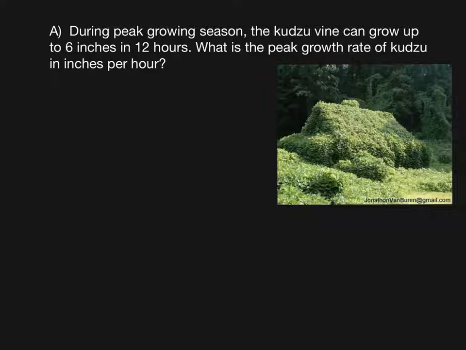During peak growing season, the kudzu vine can grow up to 6 inches in 12 hours. What is the peak growth rate of kudzu in inches per hour? And you see here, that vine can go really fast. That's a house under all that foliage there. So, if I want to know the rate of kudzu in inches per hour, this last sentence, we underline what we're looking for, gives us a clue as to what we want to do. We're looking for the rate in inches per hour. When we see the word per, we know that means division.